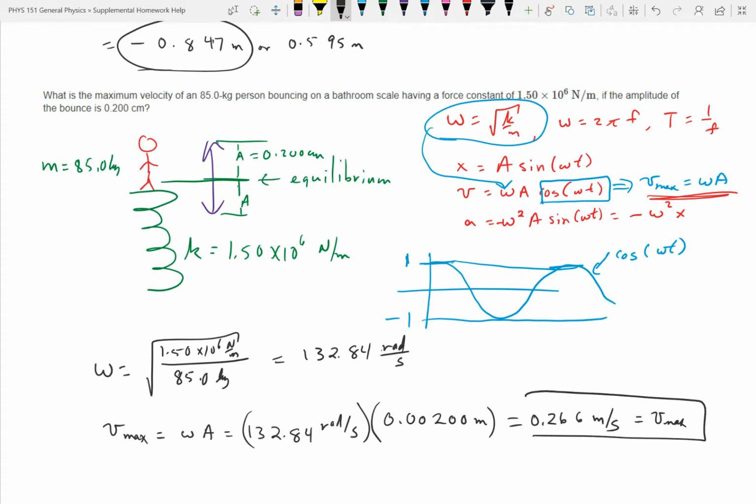So you're not going to be going very fast bouncing on this bathroom scale, which is probably good. What you will do is easily break the bathroom scale if you're bouncing on it.